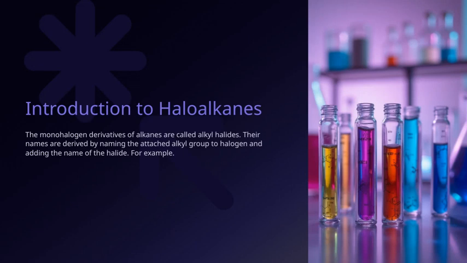Now, let's look at the monohalogen derivatives of alkanes, which are known as alkyl halides. These compounds are interesting because their names come from the attached alkyl group combined with the halogen. Essentially, you take the alkyl group, add the name of the halogen, and that gives you the name of the compound. For example, if you have a methyl group attached to a chlorine atom, it's called chloromethane. This naming method helps us easily identify and differentiate these compounds. Understanding how these names are constructed is fundamental as we explore their properties and reactions, which tie into the overall theme of how halogen substitution affects alkane behavior.